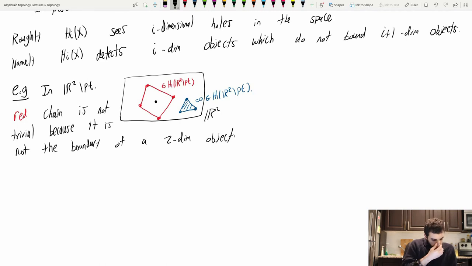Now, the beauty of this theory is it's going to help us in higher dimensions. For example, the fundamental group also detected the non-triviality of this space, in that the fundamental group of this space was the integers.